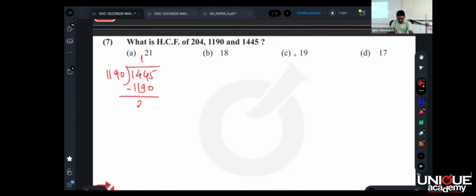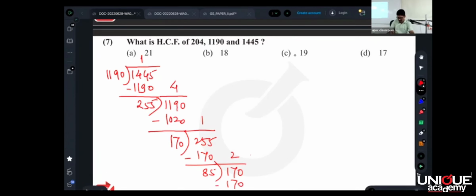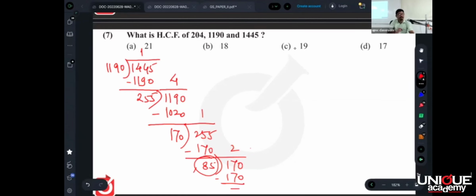The remainder is 255. By 255 we have to divide 1190. So 255 into 4 gives you 1020. So the remainder is 170. By 170 we are dividing 255. 170 ones are 170. The remainder is 85. And now you will be very much pleased. By 85 we divide 170. 85 double is 170. The remainder is 0. So the FCF we are getting in the first one is 85.